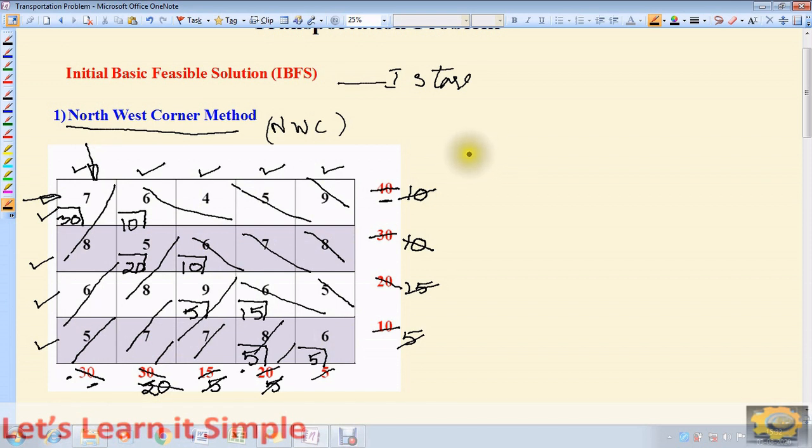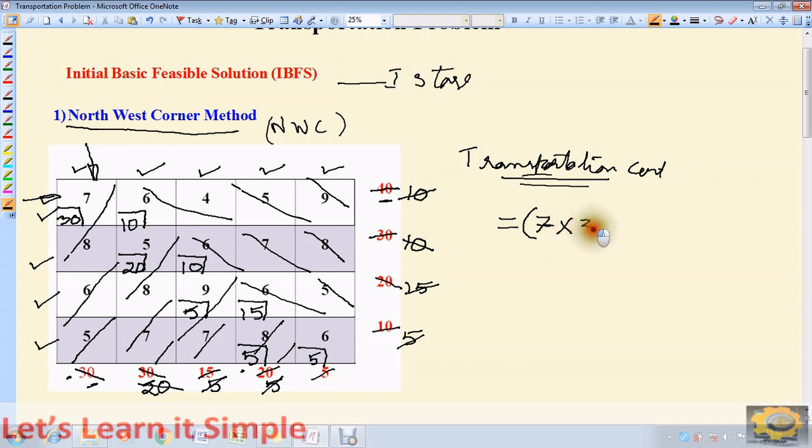Now we need to find the transportation cost. Transportation cost is given by the following. You need to check the allocated cells and the cost of each allocation cell. In cell 1, 1 we have an allocation, where the cost of that cell is 7 and the number of allocation is 30. So that is 7 into 30.